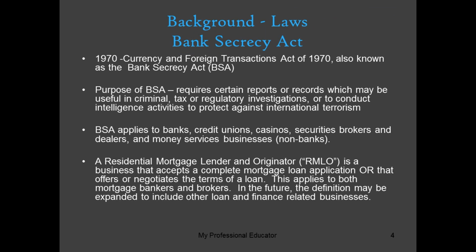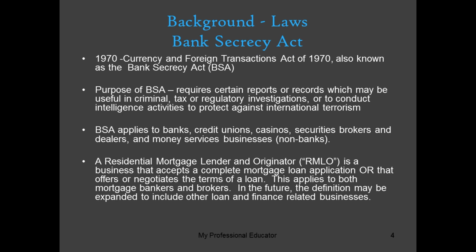In 1970, the Currency and Foreign Transactions Act, also known as the Bank Secrecy Act, was passed. The purpose was to require banks to make certain reports or records which could be useful in criminal, tax, or regulatory investigations. The law applied to banks, credit unions, casinos, security brokers and dealers, and money services businesses, which non-banks or a mortgage company is included in that definition of mortgage money services business.